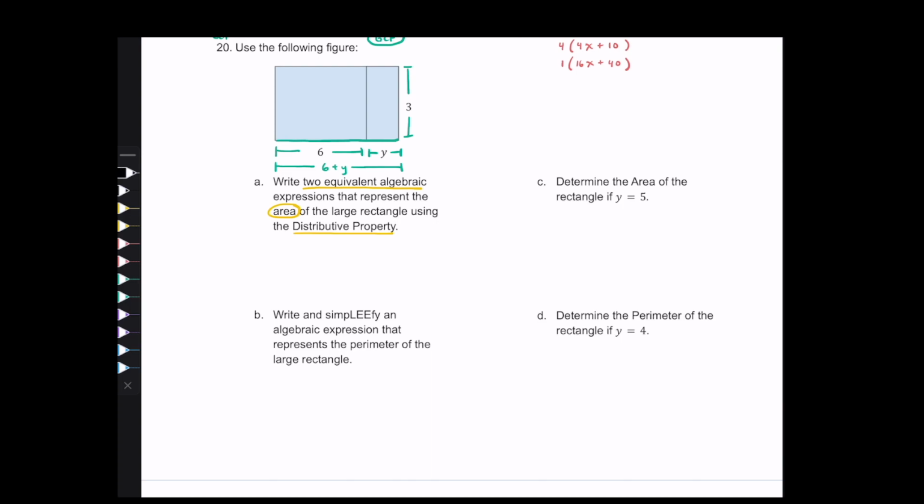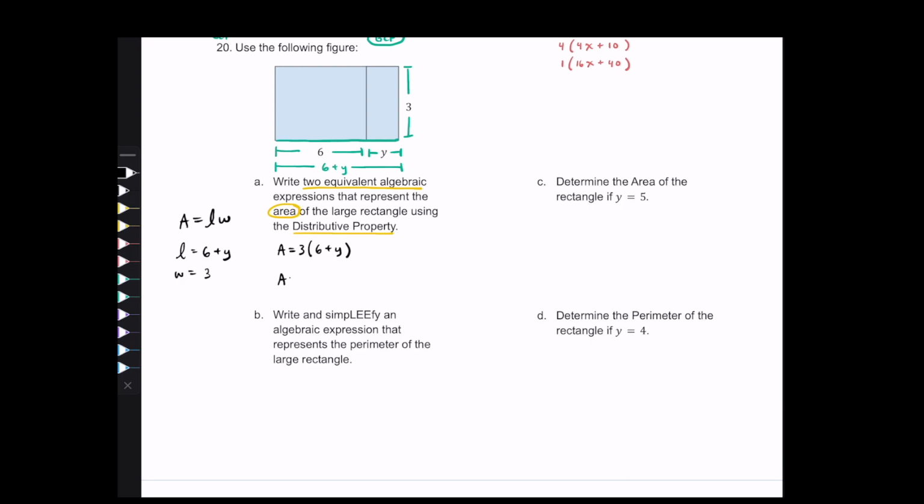So we remember area for rectangles is going to be, right on the side here, area is equal to length times width, okay? So if you say the length is equal to 6 plus y, and we say the width here is equal to 3, then one expression we can write for the area is going to be length, which is 6 plus y, times the width, and we can put that 3 in front. So that's one way to write it.